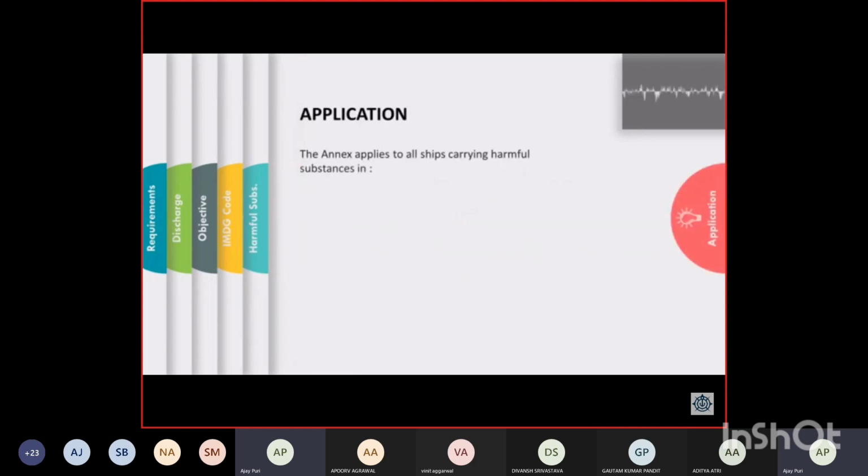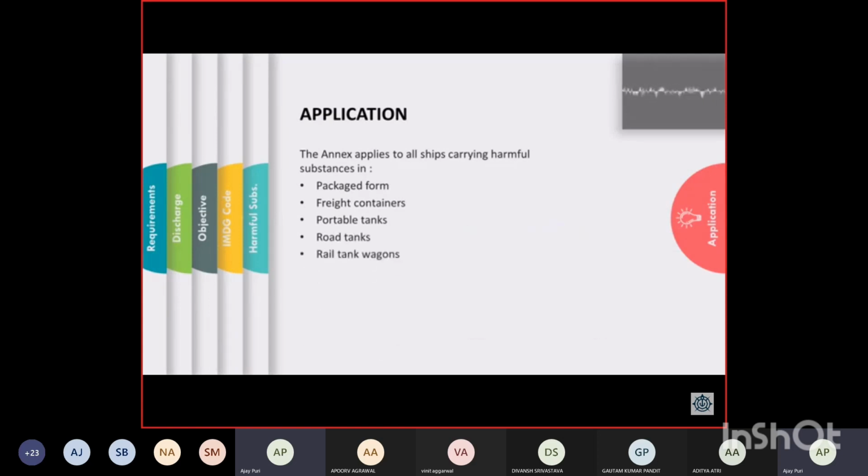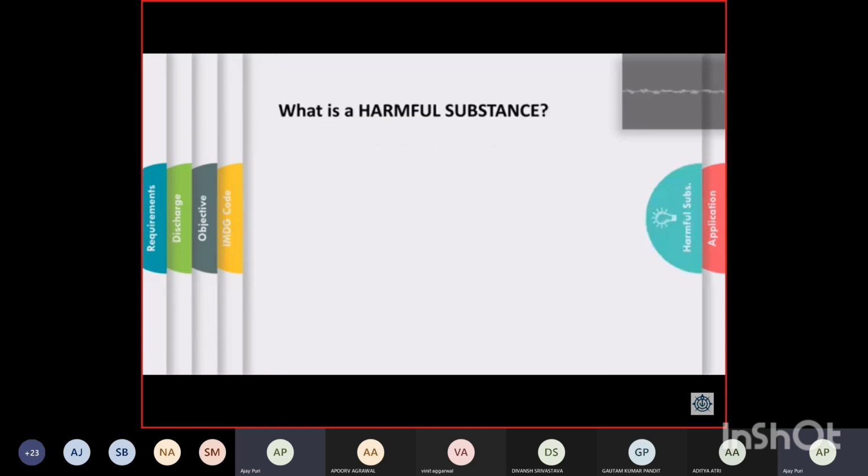The Annex applies to all ships carrying harmful substances in any kind of packaging, in containers, in portable tanks. Portable tanks are tanks which can be moved from one place to another. Road tanks or trucks, which you can see here, and rail tank wagons, which look like this. Now, the question that arises is, what is a harmful substance? Harmful substances are those substances which are identified as marine pollutants in the IMDG code.